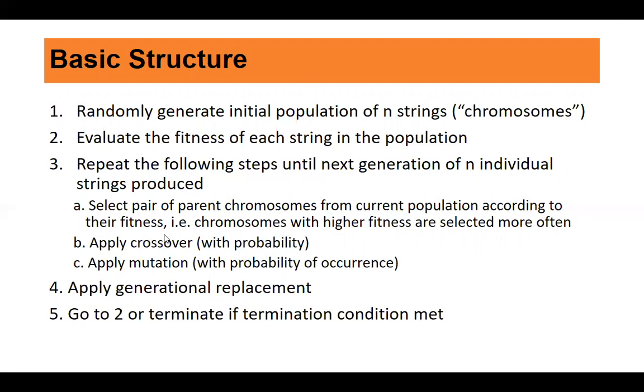Select a pair of parent chromosomes from the current population according to their fitness. That is, chromosomes with higher fitness are selected more often. So from the pool of chromosomes, you select parent chromosomes which are fitter. Then apply crossover with a probability, then apply mutation with a probability of occurrence. As a result, you get a new generation, new offspring ready.